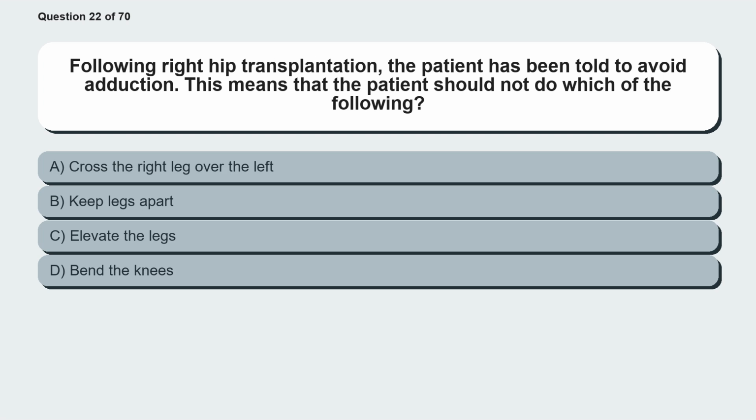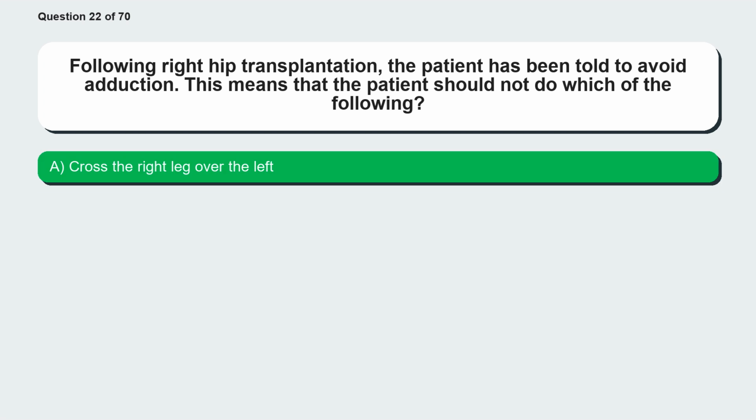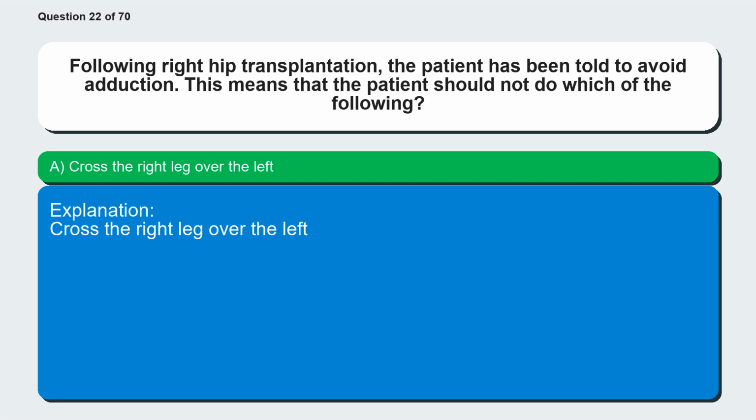Question 22. Following right hip transplantation, the patient has been told to avoid adduction. This means that the patient should not do which of the following? Option A. Cross the right leg over the left. Option B. Keep legs apart. Option C. Elevate the legs. Option D. Bend the knees. The correct answer is option A. Cross the right leg over the left.